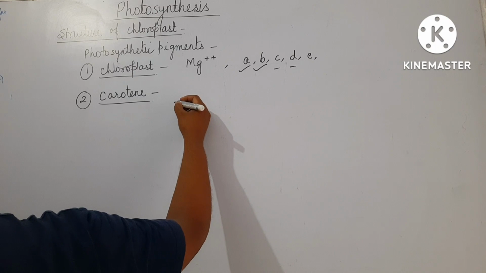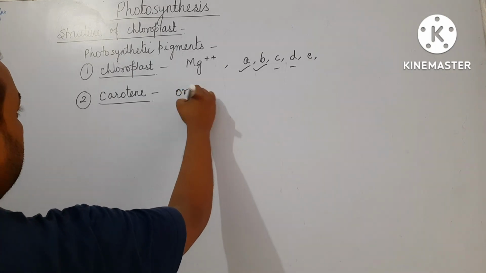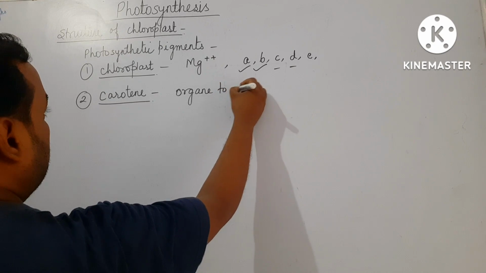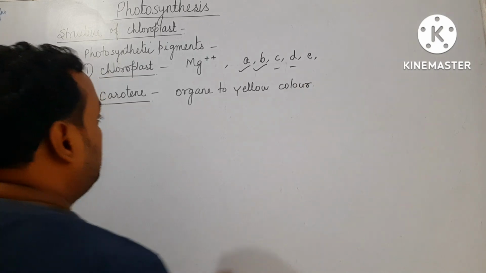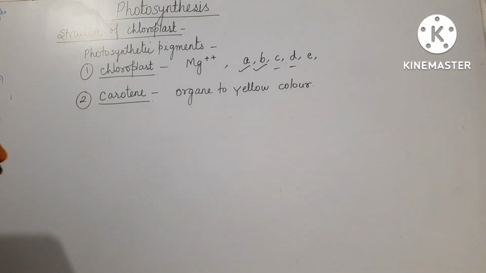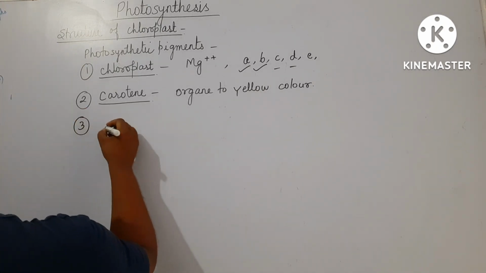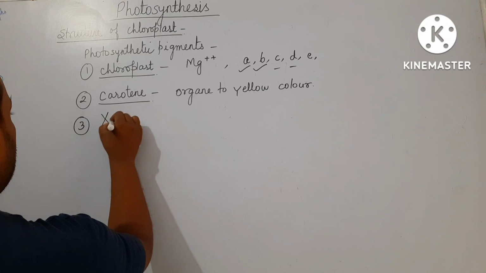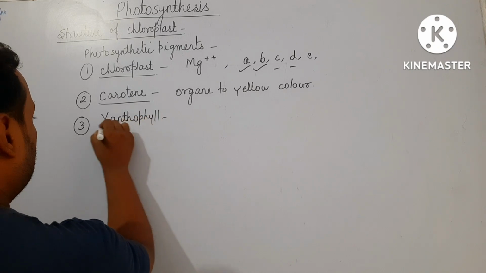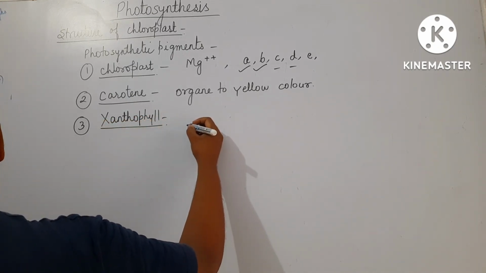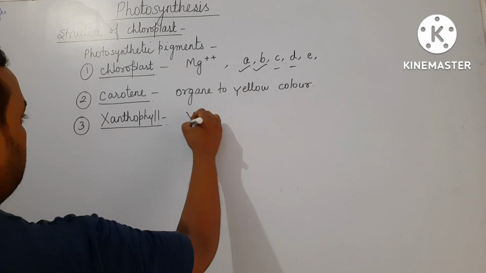Now the second one is carotene. Carotene is orange to yellow in color. You can see some of the leaves look orange or yellowish in color due to the presence of the carotene pigment. For example, you can take the example of the carrot. Now the third one is xanthophyll. These are also yellow in color.